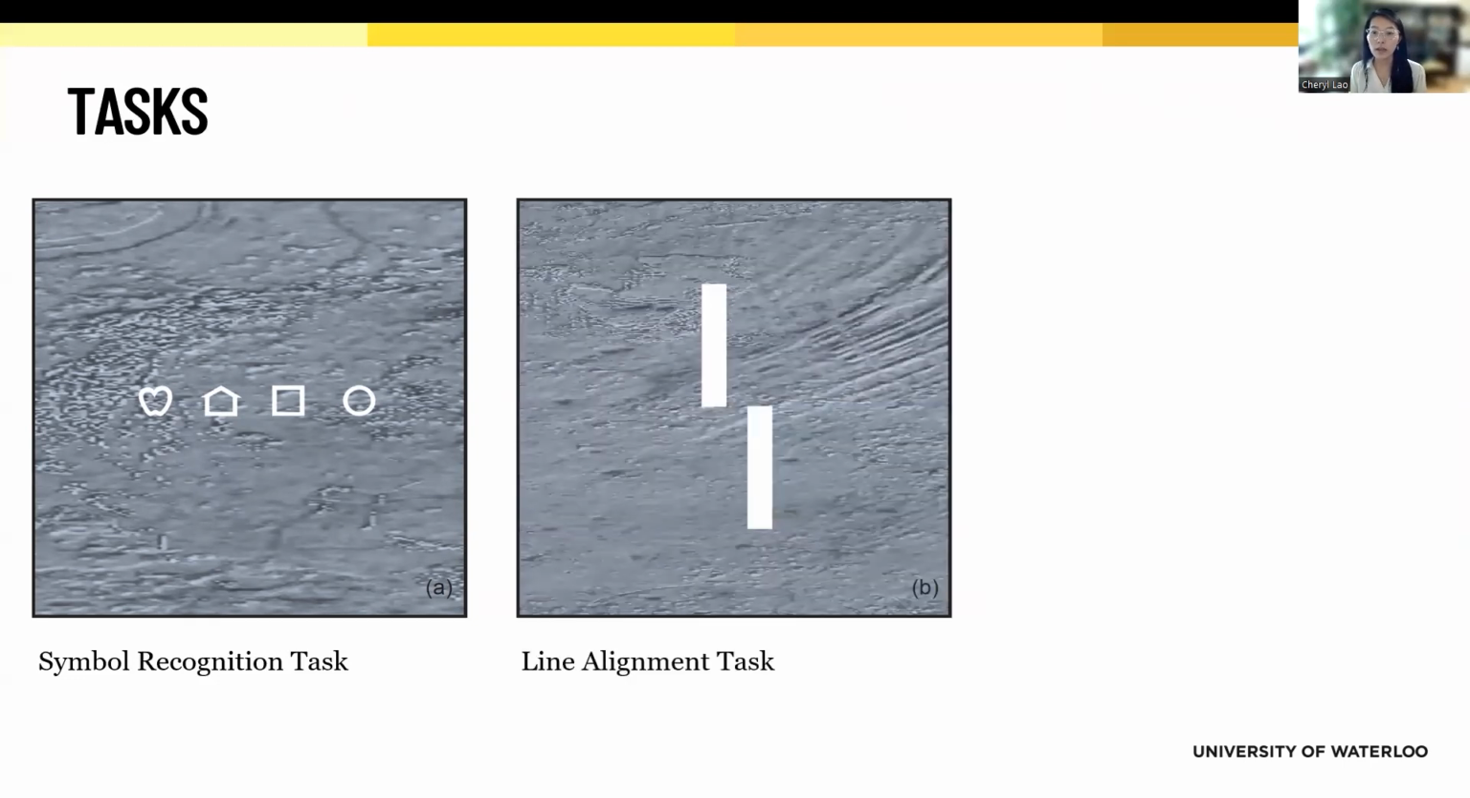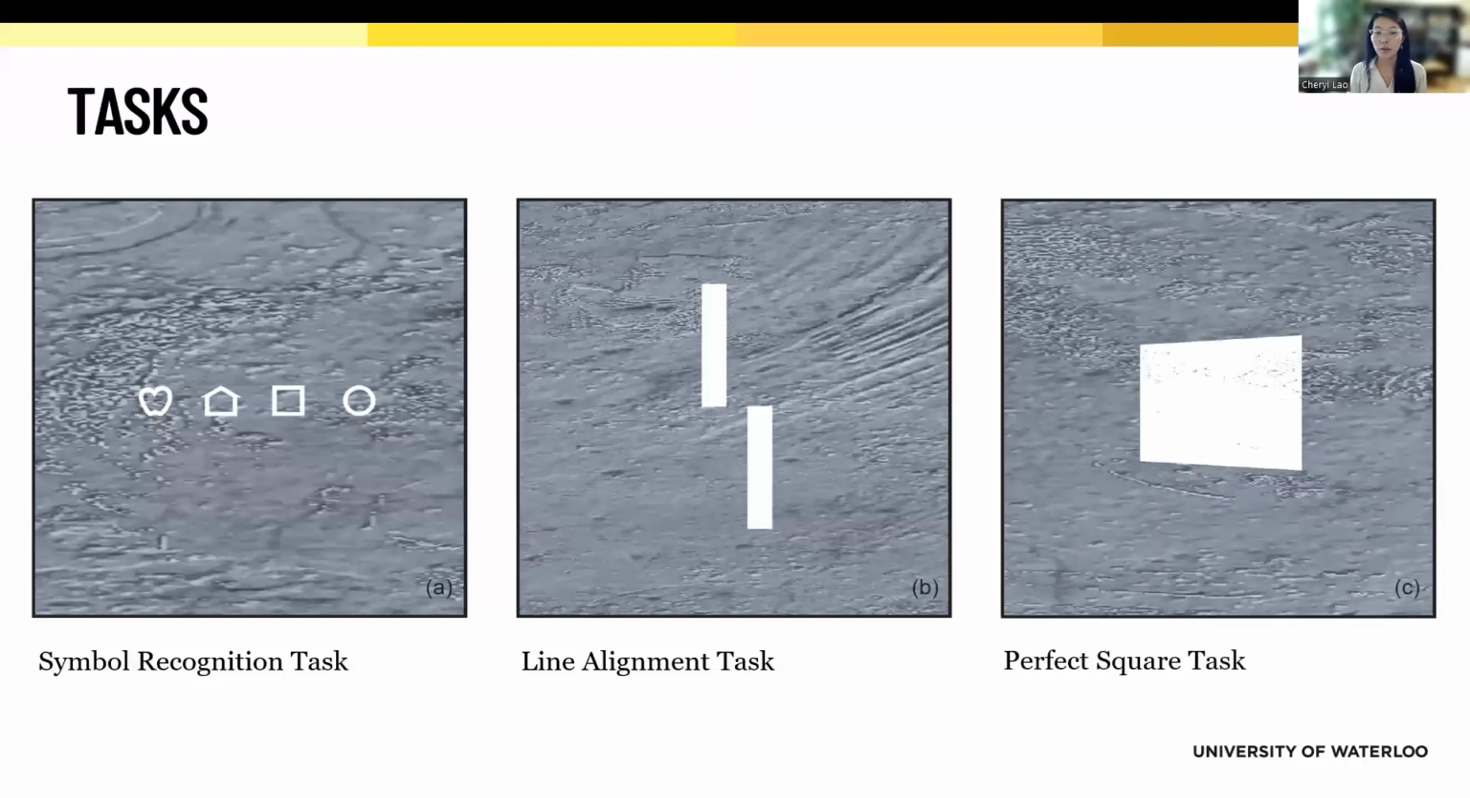The line alignment task is based on the Vernier acuity test, where patients are asked to identify whether or not 2 lines are misaligned. We took it a little bit further and asked our participants to use the joystick on their VR controller to align the 2 lines until they were one on top of another. We hope that this would correspond to recommended movement because judging alignment is difficult with perspective foreshortening at some of the angles. And lastly, we have the perfect square task.